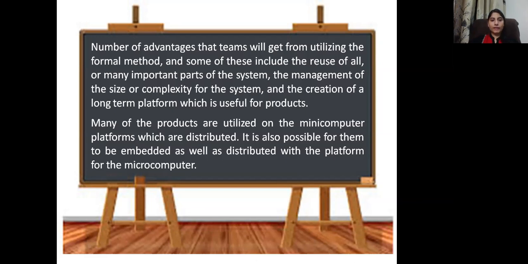Many of the products are utilized on mini computer platforms which are distributed. It is also possible for them to be embedded as well as distributed with the platform or the microcomputer. It is first important to have a good understanding of object-oriented analysis.